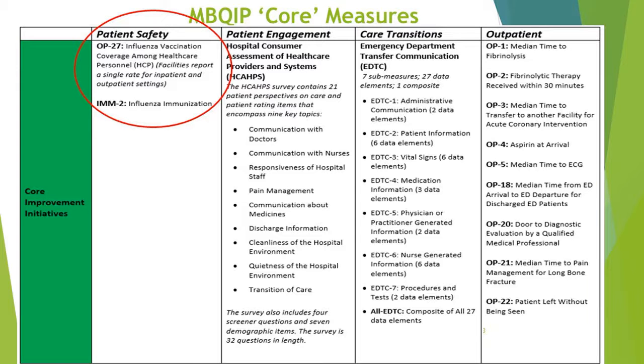So just real quickly, on the screen now there is a snapshot of the MBQIP core measures, and on the left-hand side of the screen I'm just going to be touching on the patient safety component, which consists of the two measures, the OP27 and the immunization 2.